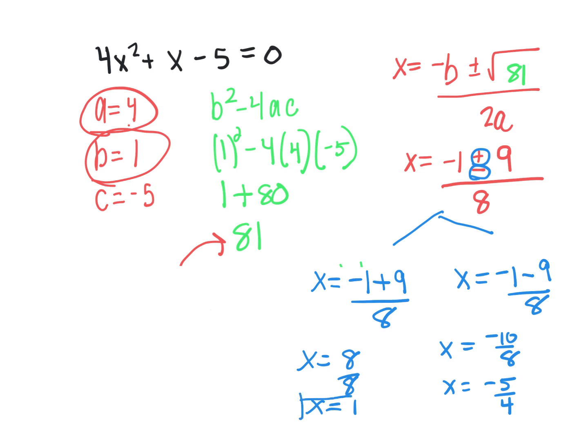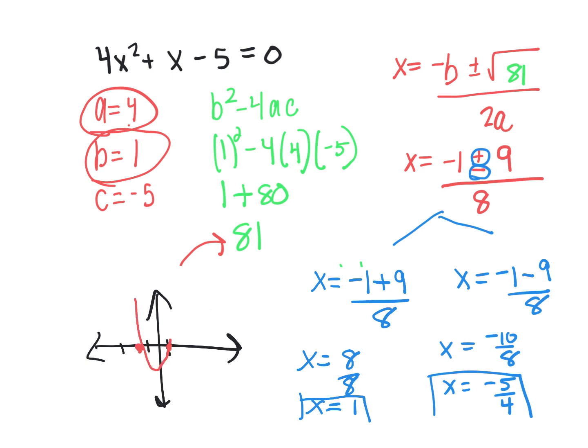Now what that tells us is that at x equals 1, right here, and x equals -5/4, which would be -1 1/4, between -1 and 2, those are where our x-intercepts are, where the parabola crosses over the x-axis.